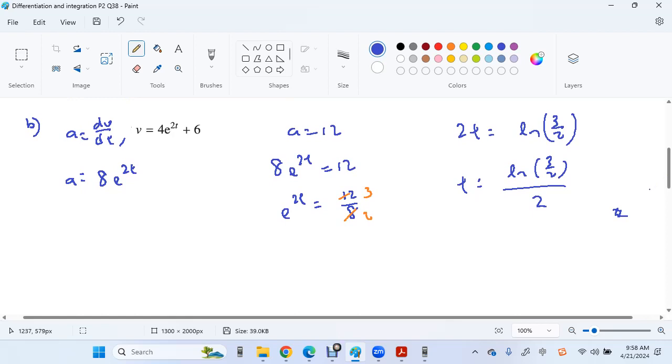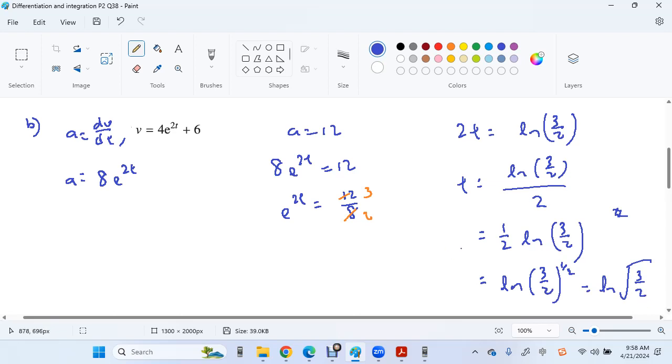So we can write it as half ln 3 over 2, and we can also write it as half ln (3 over 2) to the power half, so it's ln square root of 3 over 2. Or you can also write it as half ln 1.5. The answer scheme accepts this and this and this. These three answers are accepted by the scheme.